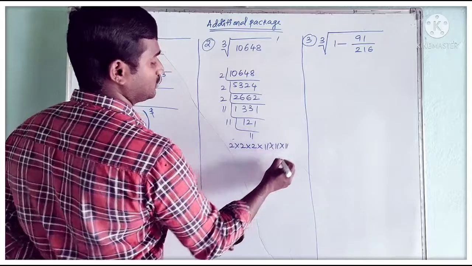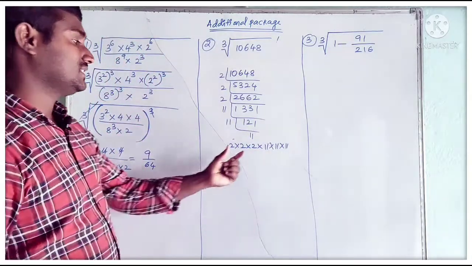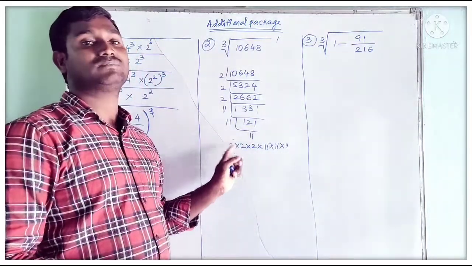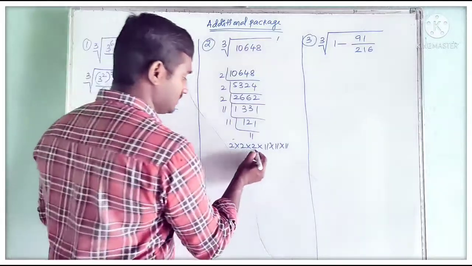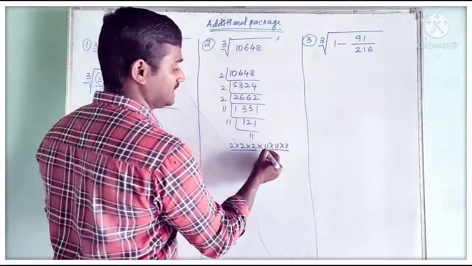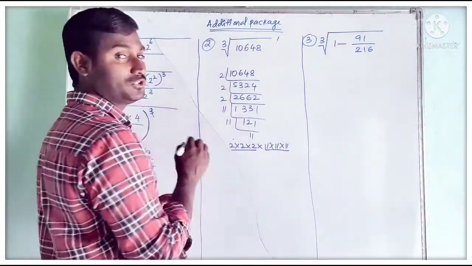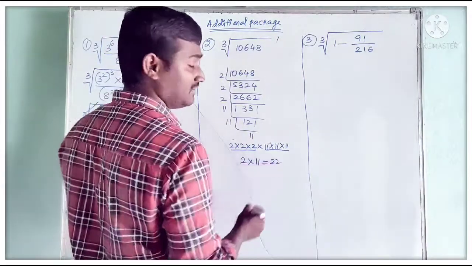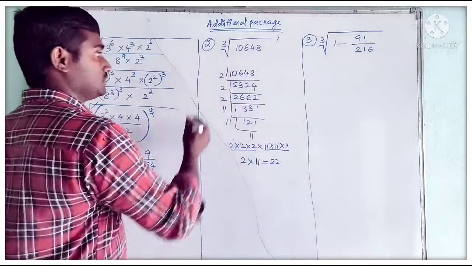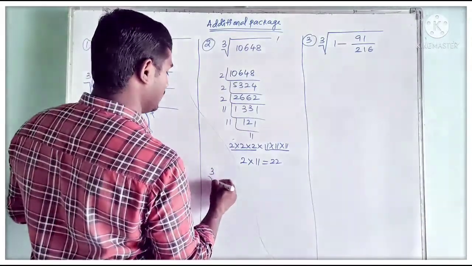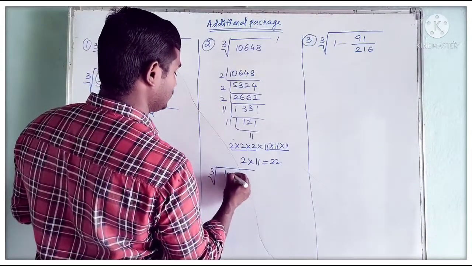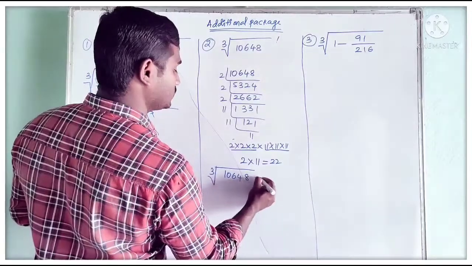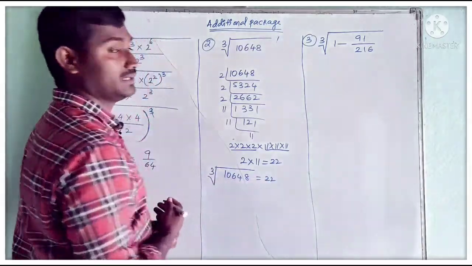So for a perfect cube, the prime factorization is in groups of 3 similar factors. So these 3 as one group, these 3 as one group. From each and every group, we need to select one number. So 2 into 11 is how much? 22. So the cube root of 10,648 equals 22.